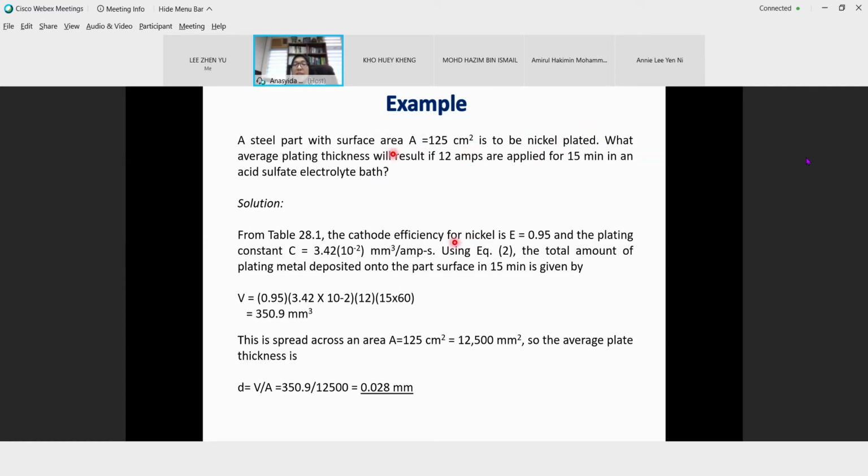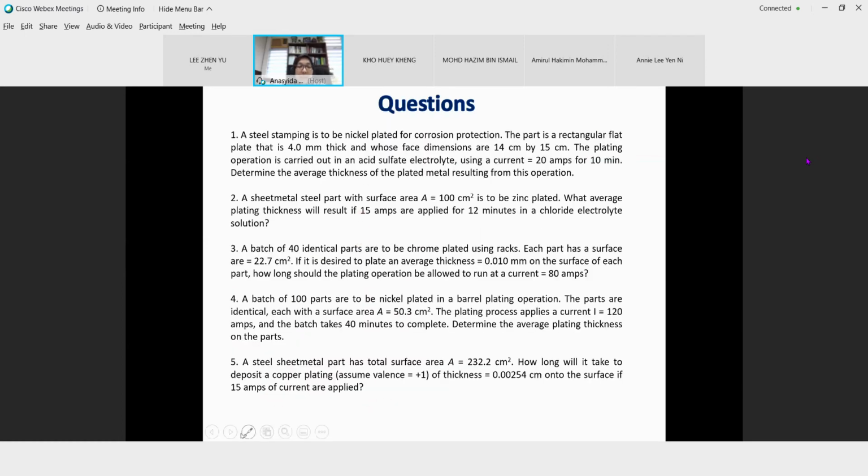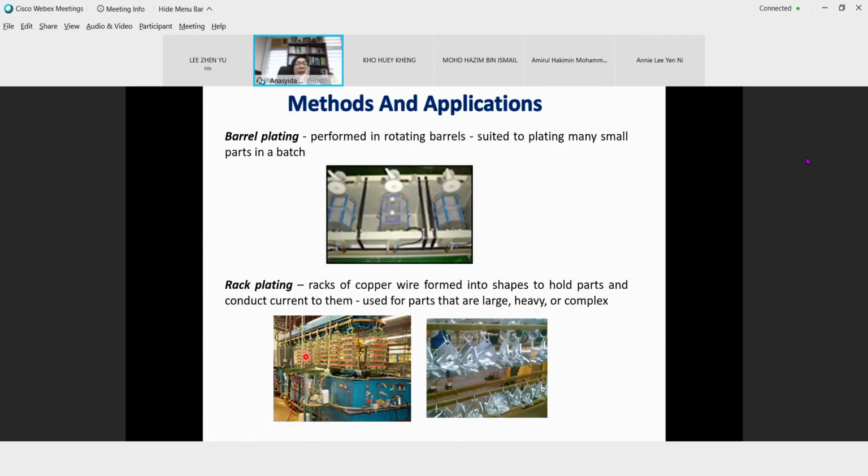So kita ada semua information tadi. So kita ada E, we can get from that table. We also have C, we also have current, we also have time, right? But remember that time should be in the second. All right, so we will get the volume of the coating that is deposited, then we can calculate the thickness, volume over the area. So we get the thickness of the coating. So this is some of the questions that you can actually try.